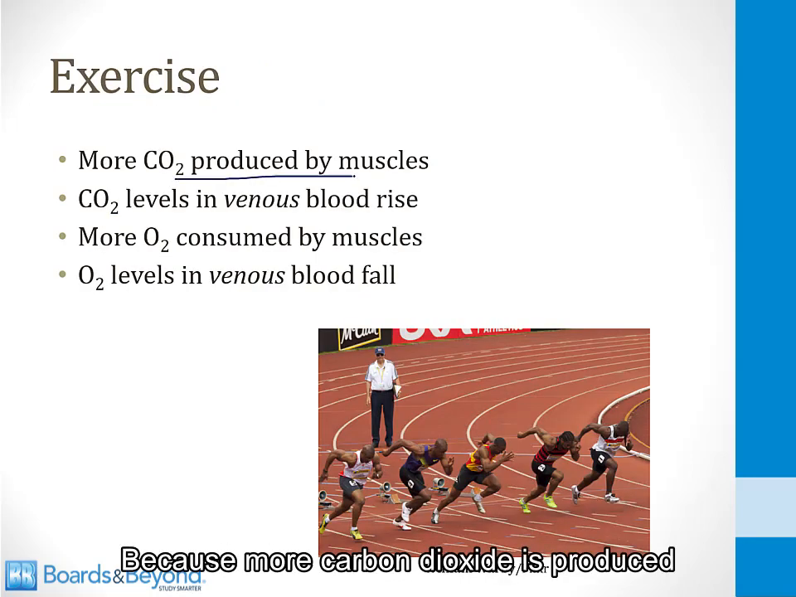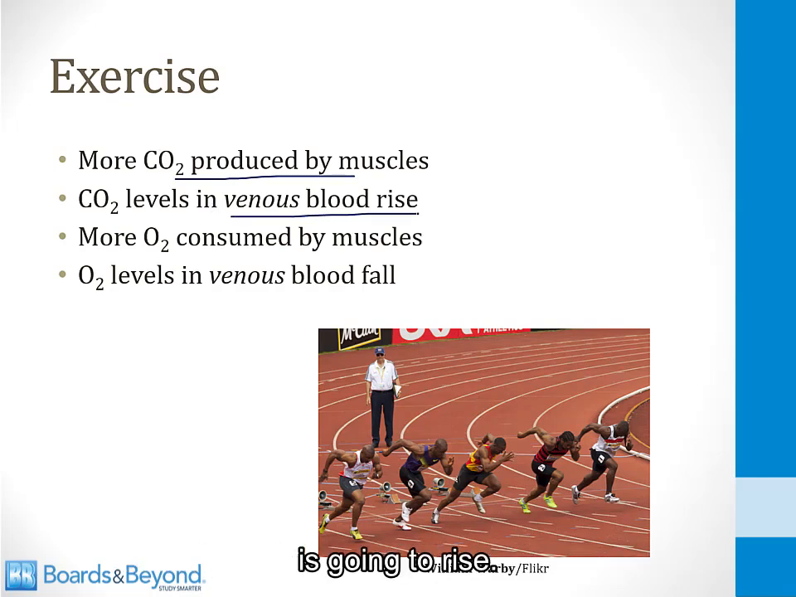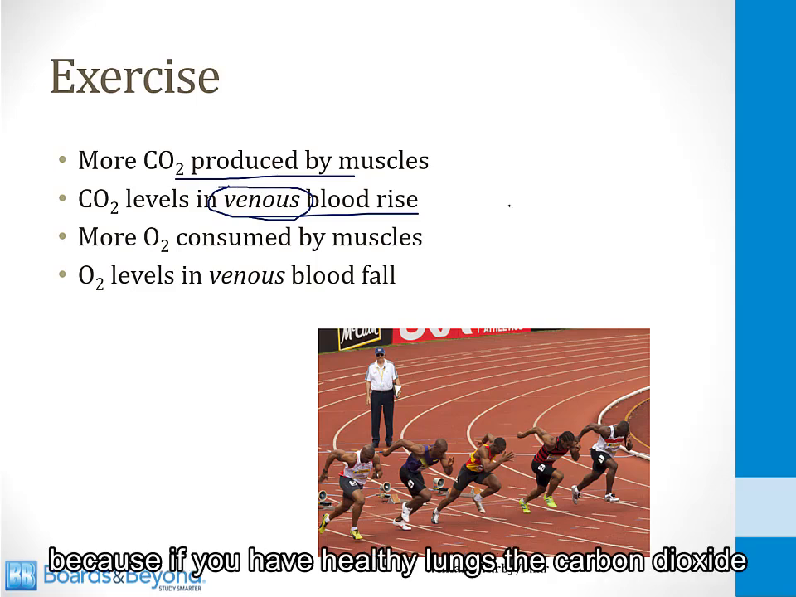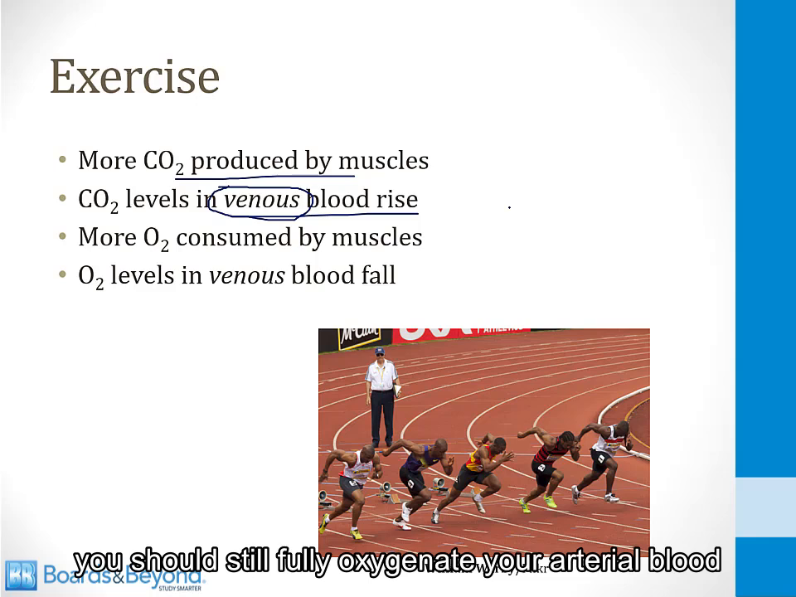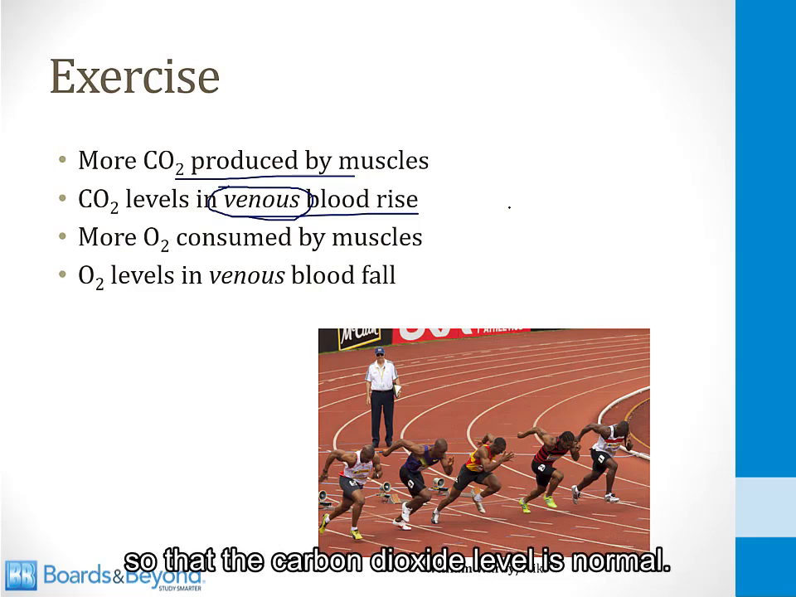Because more carbon dioxide is produced by the muscles during exercise, the carbon dioxide level in the venous blood is going to rise. And I've italicized the word venous here, because if you have healthy lungs, the carbon dioxide and oxygen levels in your arteries should not change with exercise. You should still fully oxygenate your arterial blood, and you should blow off carbon dioxide so that the carbon dioxide level is normal.